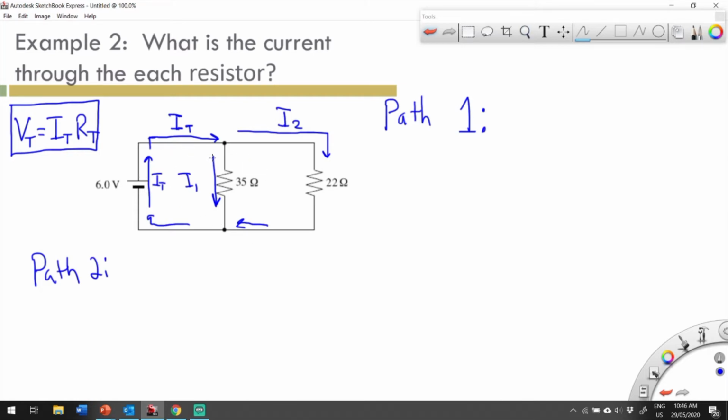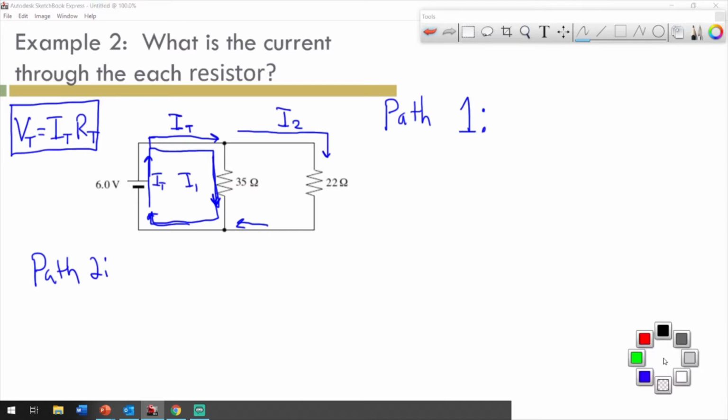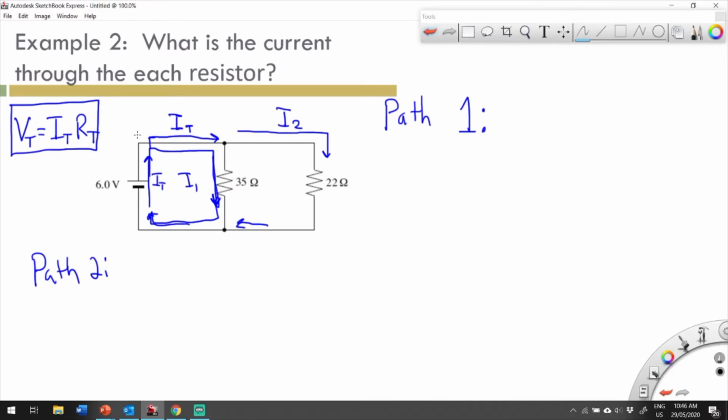We have a path that goes from the battery through this resistor and then back to the battery. And then we have a second path which goes from the battery through the second resistor and then back to the battery. And when we analyze parallel circuits, we always analyze them one path at a time.